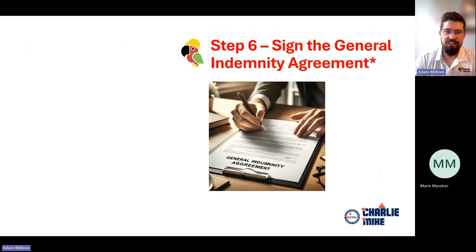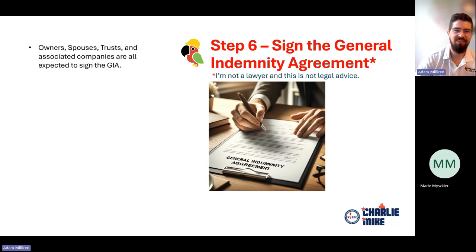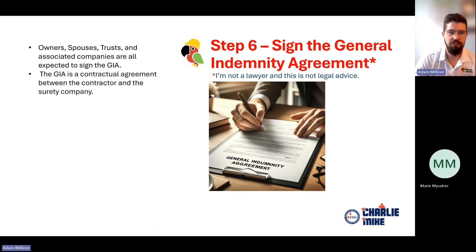So whenever you go to sign the indemnity agreement, disclaimer here, I'm not a lawyer and this is not legal advice, but there's definitely some stuff that you need to know. First off, everybody that's expected to sign the indemnity agreement, owners, their spouses, any trusts that you have, associated companies, all expected to sign the GIA. Individual cases, you can talk to your agent about them and they can definitely help.